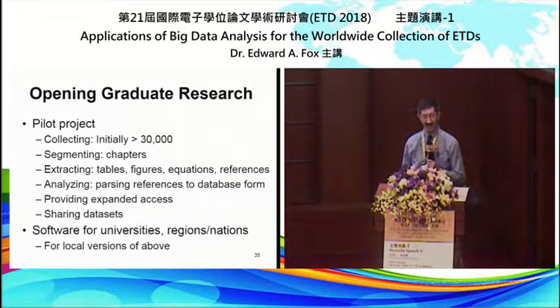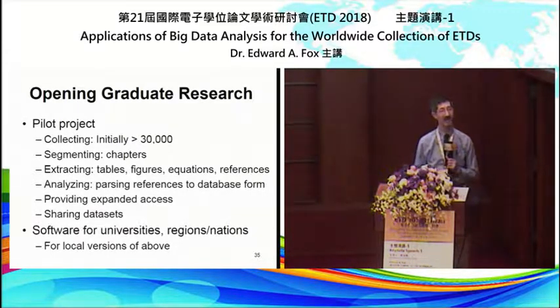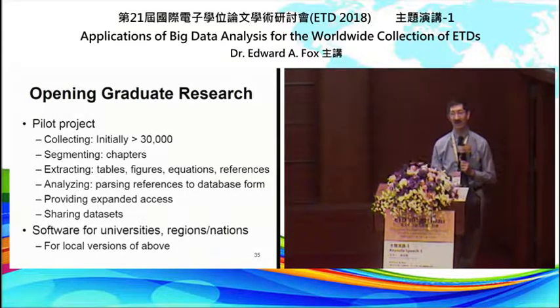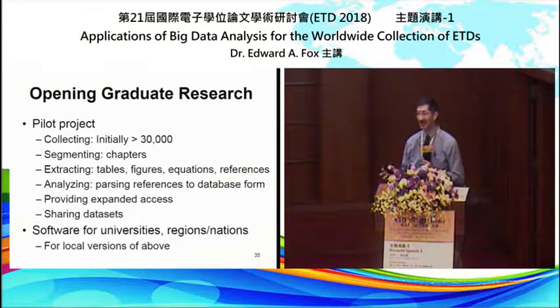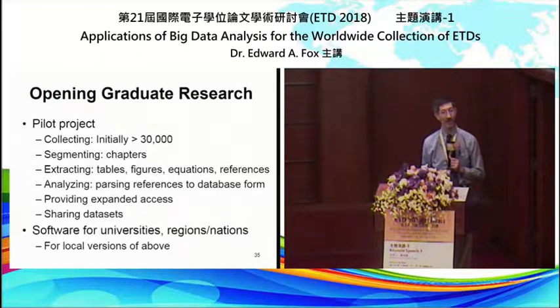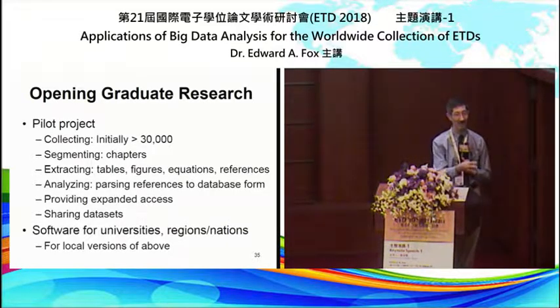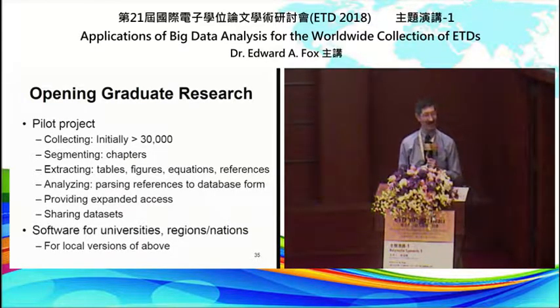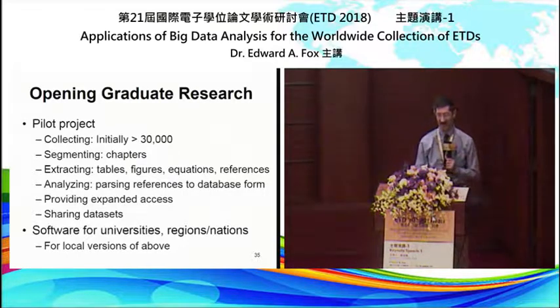And so we are moving forward, as you can see, on a pilot project starting initially with 30,000 theses and dissertations from Virginia Tech, segmenting them, trying to extract all the interesting content, and produce summaries and other kinds of analysis. So our goal is to create an infrastructure that we can give to the National Central Library of Taiwan and many other groups around the world so they can run this on their own content and be able to have better access to this kind of information.